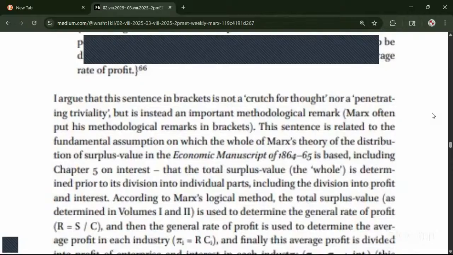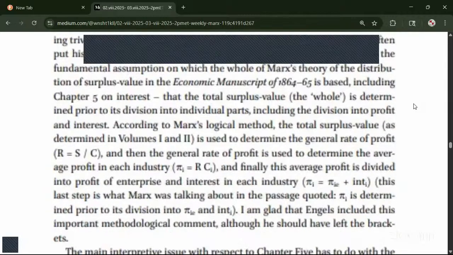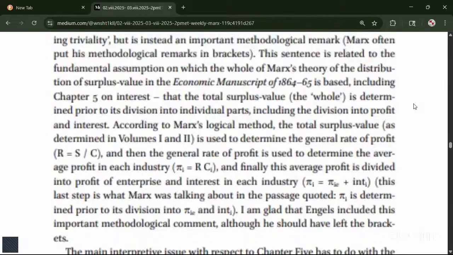According to Marx's logical method, the total surplus value, as determined in volumes 1 and 2, is used to determine the general rate of profit, that is, capital R equals capital S over capital C, and then the general rate of profit is used to determine the average profit in each industry. That is, pi sub I equals capital R times capital C sub I.